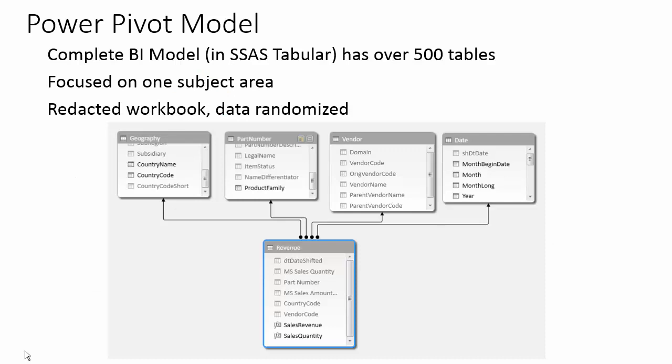So it all starts with the Power Pivot model. That's at the heart of it. That's what powers all of it. Now, our complete BI model is an SSAS tabular and has over 500 tables. Clearly not something you would want to start with, not to mention that Power BI doesn't quite support SSAS tabular. So what we did was we focused on one subject area and created a workbook for it. What you see here is a redacted version of a production workbook, and the data has been randomized.